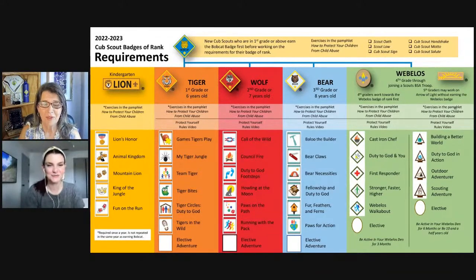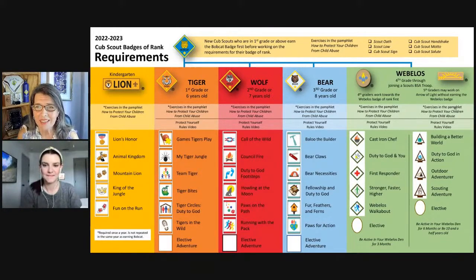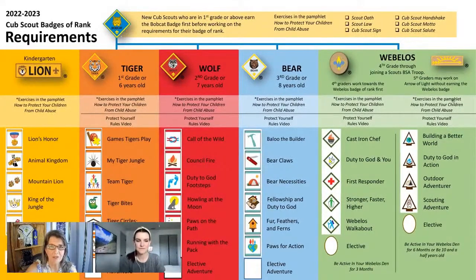We understand the confusion, and we have a solution. We've just not yet been allowed to implement it. So our next best thing is this chart that helps to clarify some of that. If you look at this, you can see what it says. It says a fourth grader who works towards the Webelos badge, that is their first rank. And also you can notice the little blue bar.